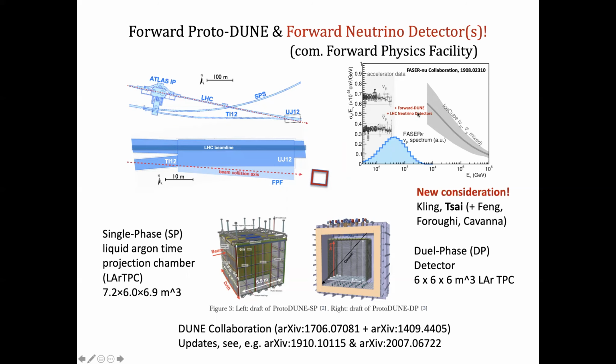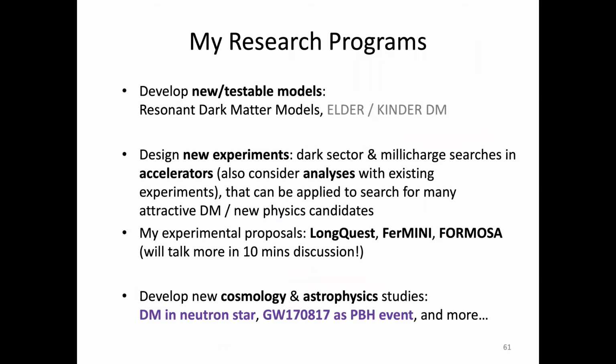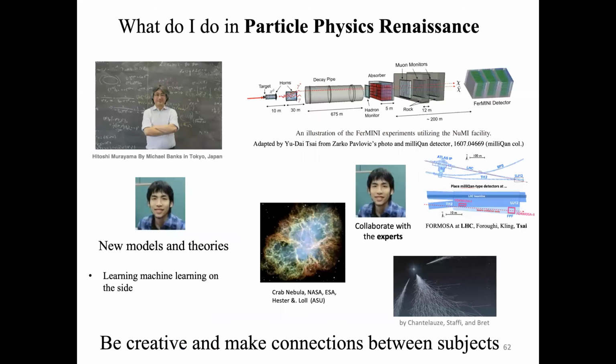Okay, so this is a summary of the research program that I do, a lot of this model building. And I also propose new experiments to search for dark sectors, including dark photons, millicharge particles, or many other, a hundred different kinds of models. And we can also develop new cosmology or astrophysics studies. They are complementary. For example, dark matter in neutron stars, or whether GW170817 is a primordial black hole event, this kind of thing. And I list them here in case you're interested in chatting about them. But I will not say anything more about this. Yeah, thank you.